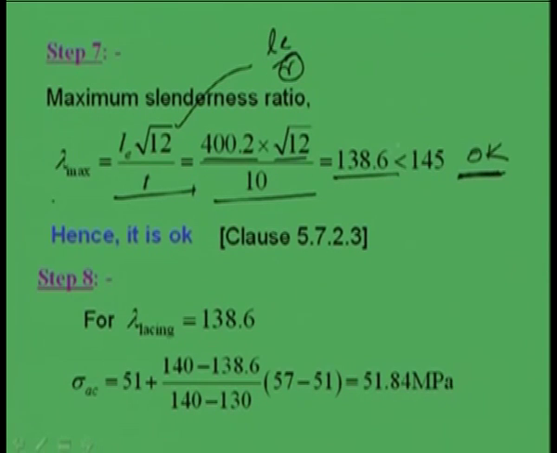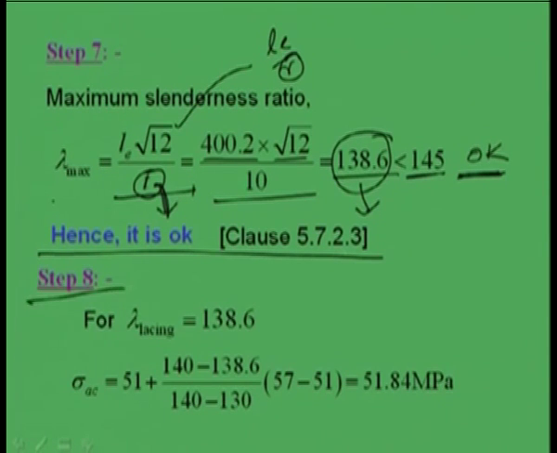Now, if this lambda max is becoming more than 145, what we have to do? The only possibility is to change the thickness T, because if we change the width there will be no meaning, as that would not decrease it. So, to decrease this we have to increase the thickness. If the lambda max is coming more than 145, then we have to increase the thickness so that it becomes less than 145. So, in this way we have to adjust. As per the code provision in clause 5.7.2.3, we have to see whether lambda max is becoming less than 145 or not.